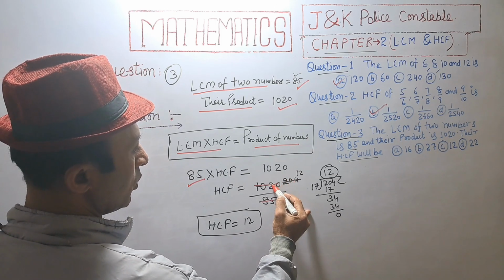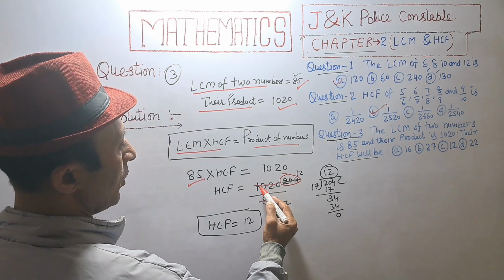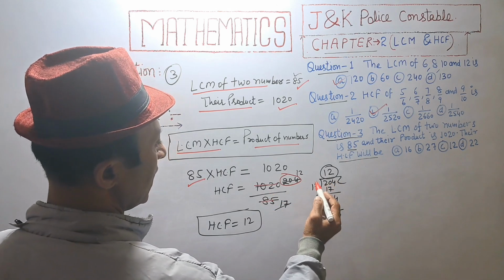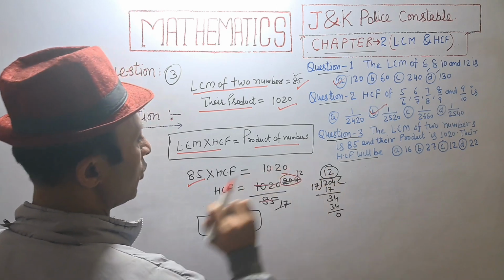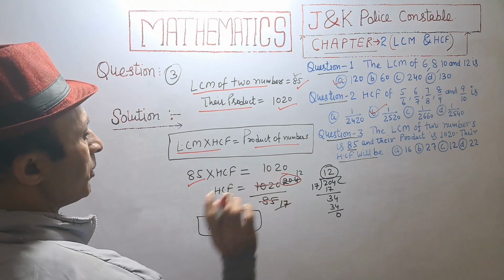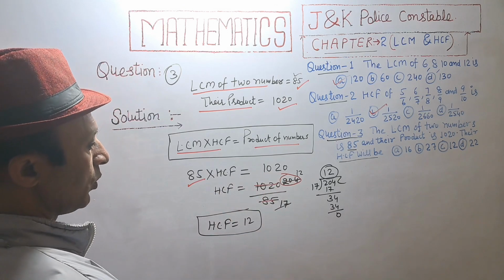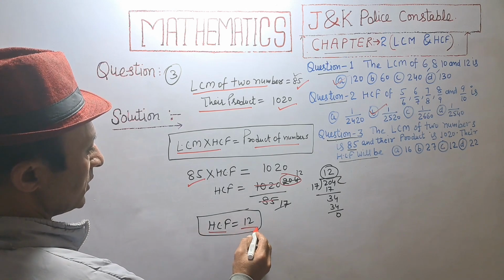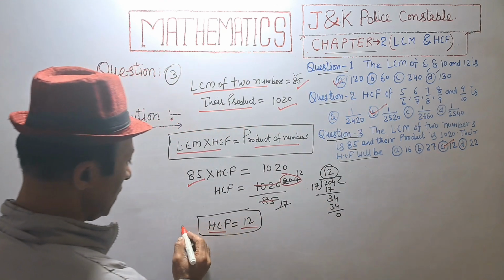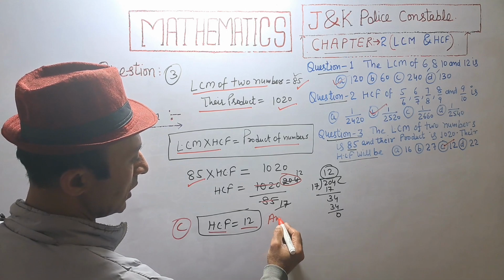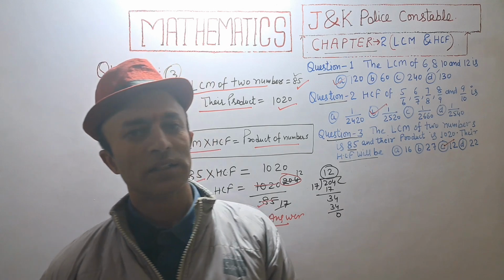0, 20, 5 4s are 20. 204 divides 17, that is equal to 17 12s are 204, and this is completely divisible by 12. 17 12s are 204, so we get highest common factor is equal to 12. It's option C. Option C is the correct answer. Thank you so much.